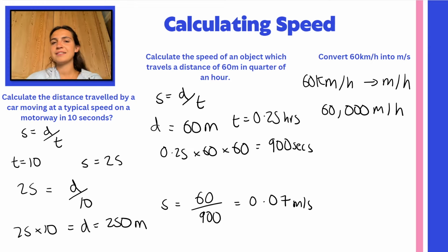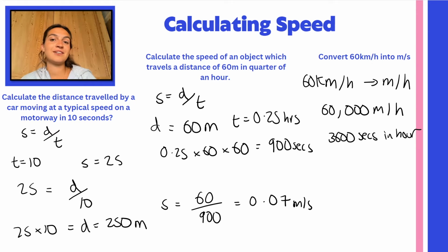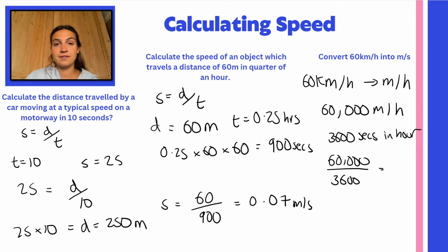Okay, so then my next step would be, how can I convert it per hour into per second? So I need to think about the fact that there are 60 times 60, or 3,600 seconds in an hour. So if I divide that 60,000 meters per hour by 3,600, that will tell me how many meters that I actually move every second, as opposed to every hour. And that gives me 17 meters per second.